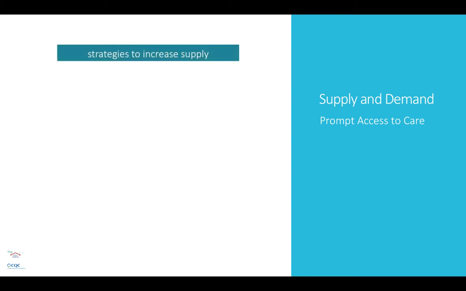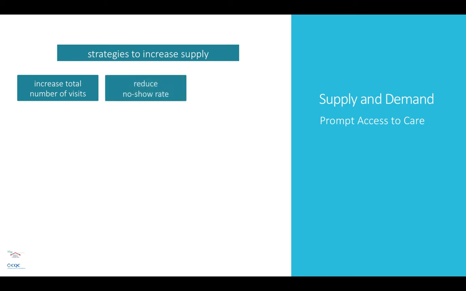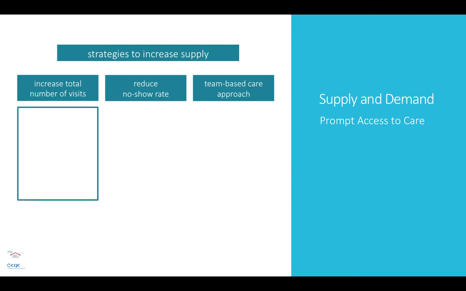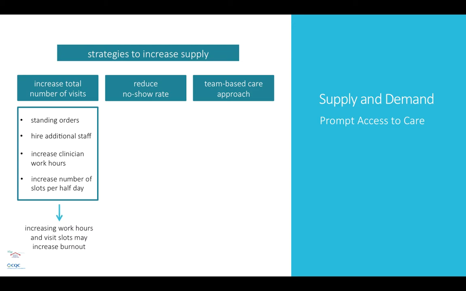To increase supply of visits, one may increase the total number of visits, reduce the no-show rate, or add capacity through other members of the care team. Increasing the number of visits available could be achieved by creating and implementing standing orders, empowering non-clinician staff to share the care, hiring additional people, and increasing the work hours of existing clinicians. Some practices also explore increasing the number of visit slots per half day, though this is likely to increase burnout and have negative long-term impacts on access.